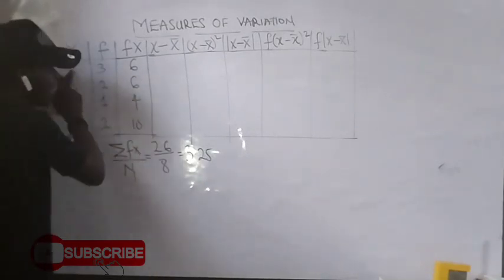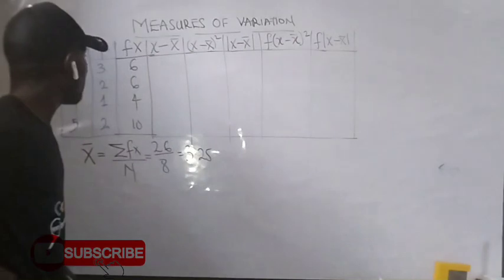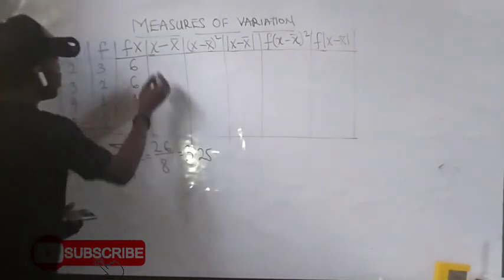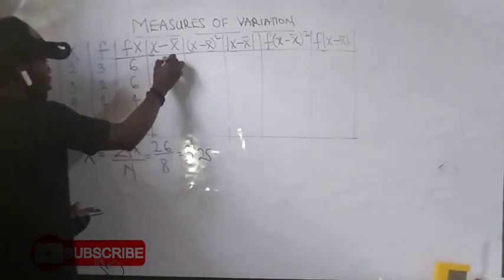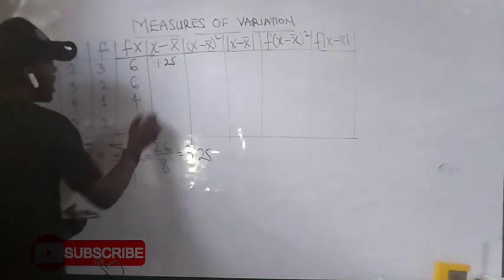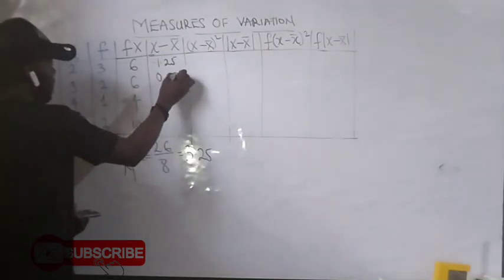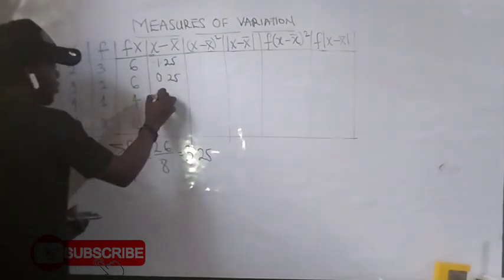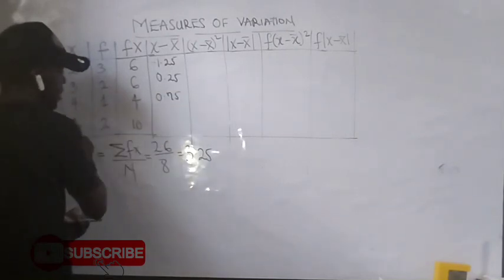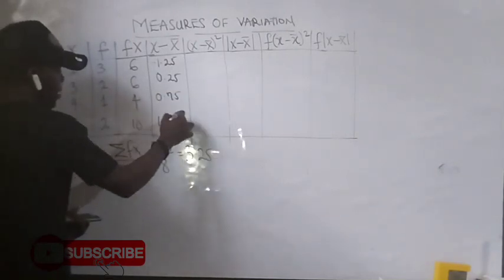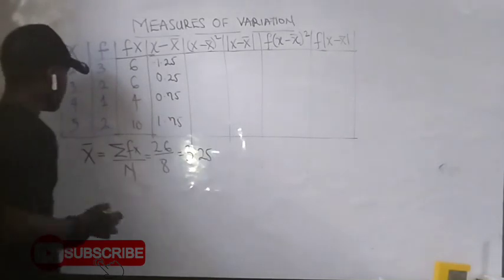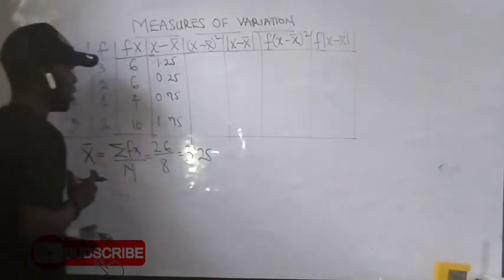So my x value minus this, what will I be having? I'll be having 2 minus this to be minus 1.25. Then subtract this as well is minus 0.25. 4 minus this is what? Is 0.75. This minus this is what? Is 1.75 when I subtract it actually.